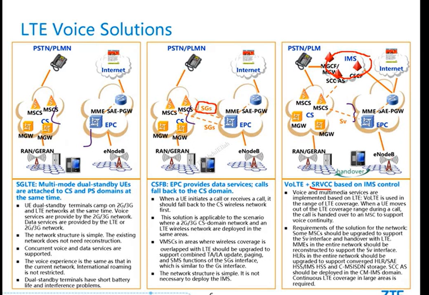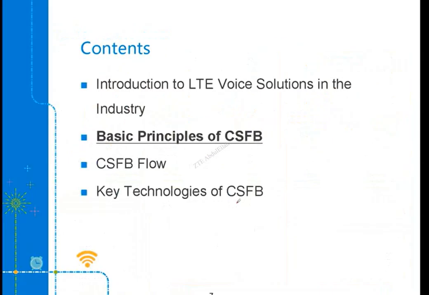In this solution, we also need an interface between the LTE core network and the 2G and 3G core network, and this interface is named the SV interface. So please remember, if we want to support CS fallback, we need the SGS interface. If we want to support SRVCC, we need the SV interface. In this slide, we are talking about the second solution, the CS fallback solution. Now let's see the second part, the basic principles of CS fallback.